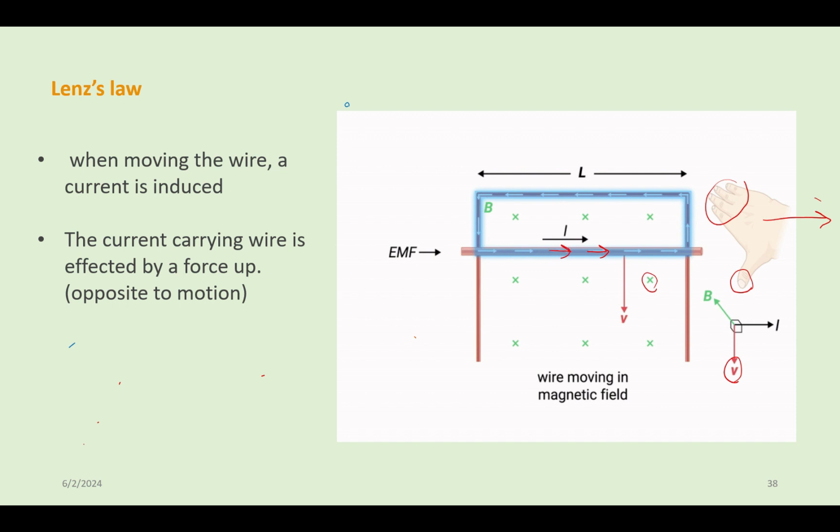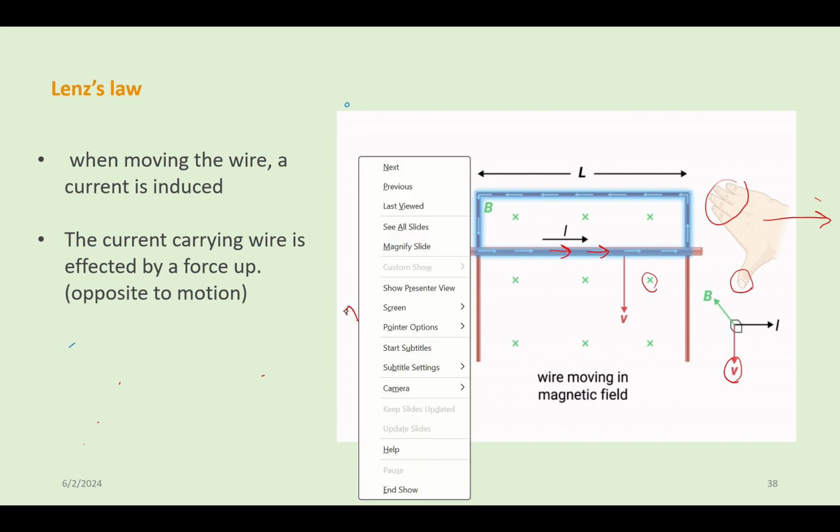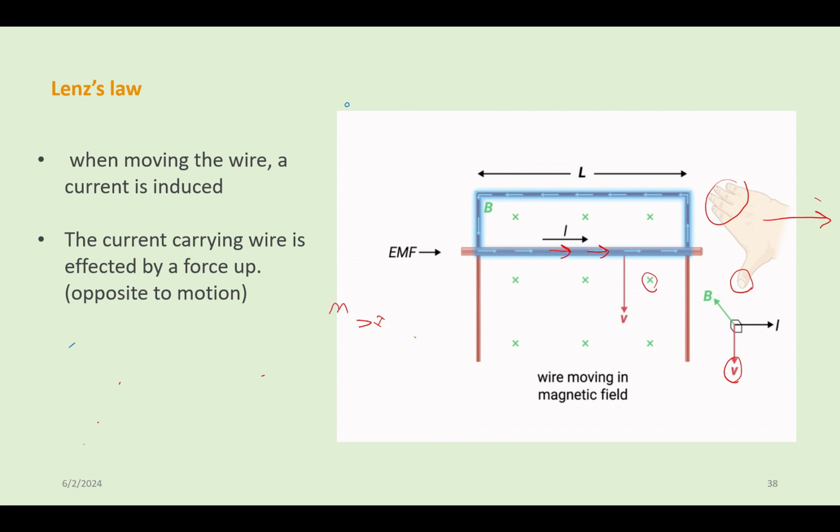Now we have a current carrying wire inside the magnetic field. And just like we learned in term 2, if we have a current carrying wire inside a magnetic field, it will be subjected to a magnetic force. And the direction of that force can be found using the right-hand rule. You'll put your thumb in the direction of the current. You'll put your four fingers in the direction of the magnetic field, so into the page.